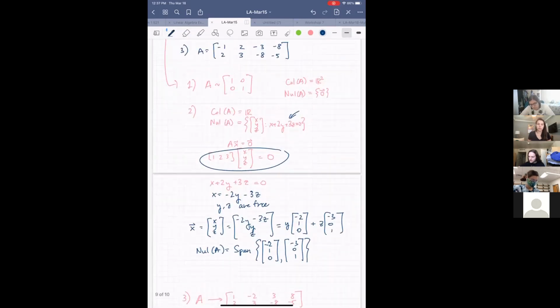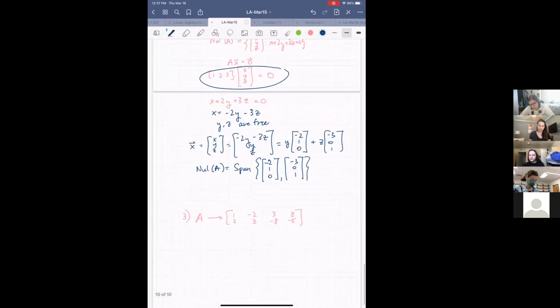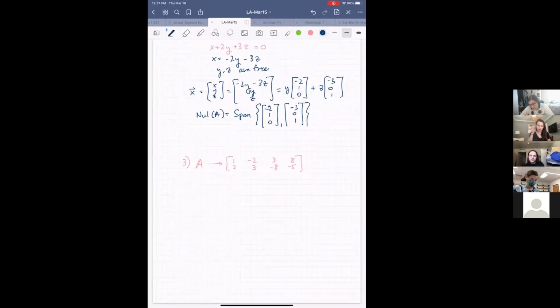And then the column space was just R, right? But that part we already finished. And then let's go through this last example. So again, we're trying to find the null space and column space. So let's start by row reducing this matrix.